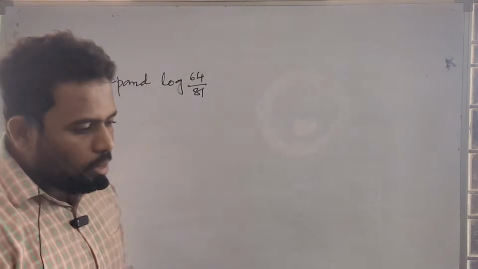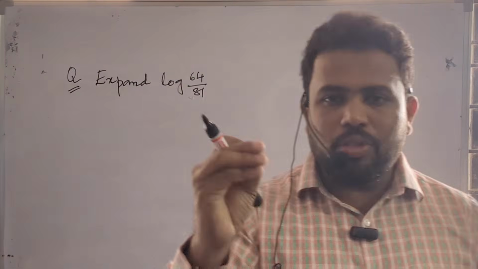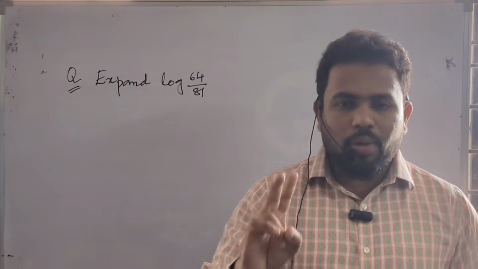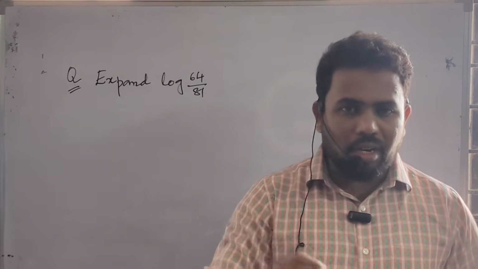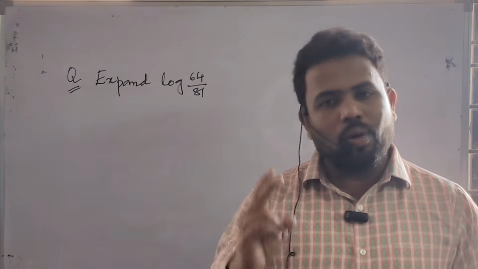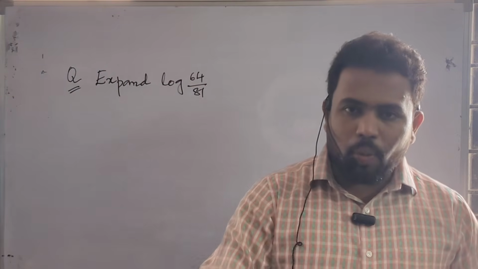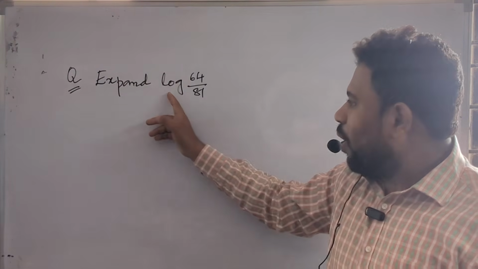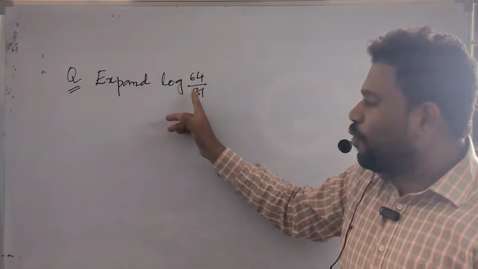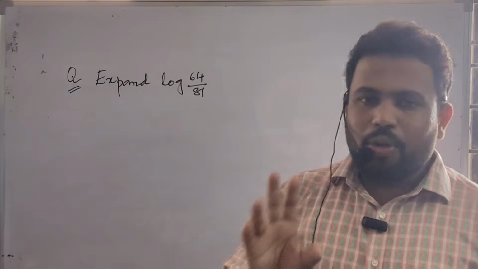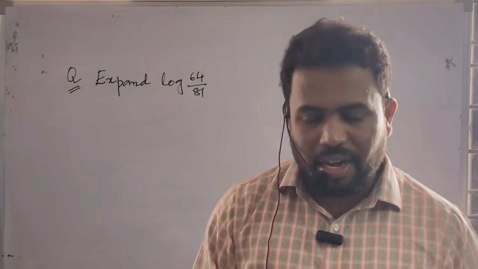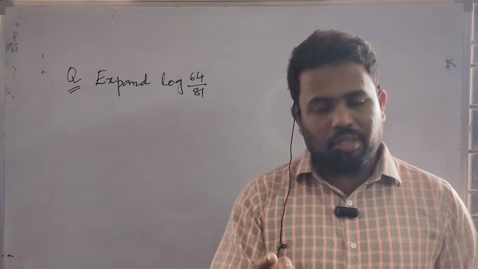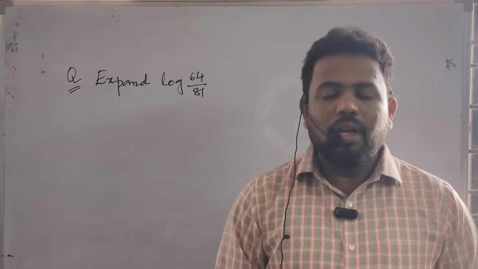Just now I explained the 5 rules of logarithm. Rule number 1 was the product rule, the multiplication rule. Rule number 2 was the quotient rule. So whenever an expansion question is asked in the exam, based on the question, you can apply either rule number 1 or rule number 2. Here if you look at the question carefully, the log is in the form of division, log 64 by 81. So here we can apply the second rule, the quotient rule of division, log x by y.